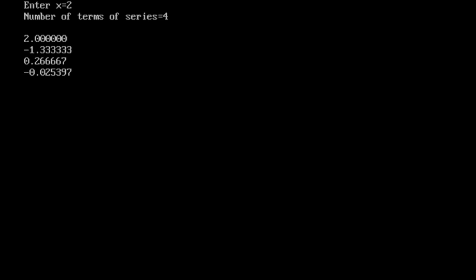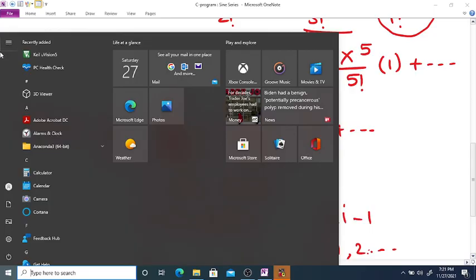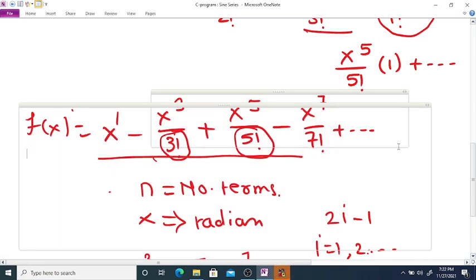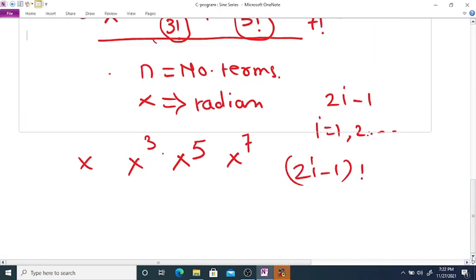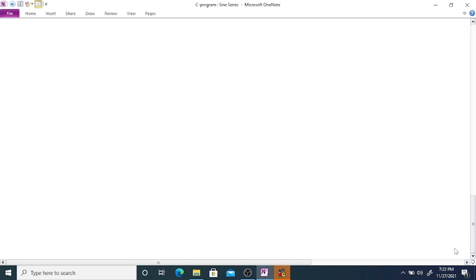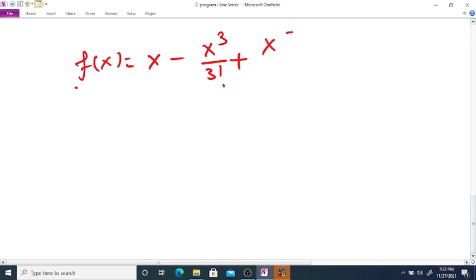So what is the expansion here? We know that the series expansion is f of x is equal to x minus x cube by 3 factorial plus x5 by 5 factorial minus x raised to 7 by 7 factorial, and so on. So in place of x we put here 2.